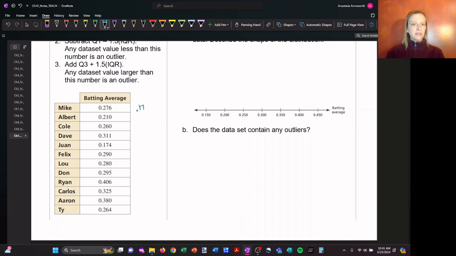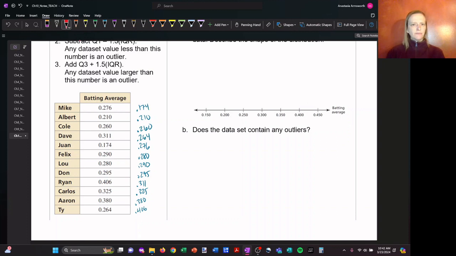So 0.174 is the lowest, 0.210, 0.260, 0.264, 0.276, 0.280, 0.290, 0.295, 0.311, 0.325, 0.380, and 0.406.